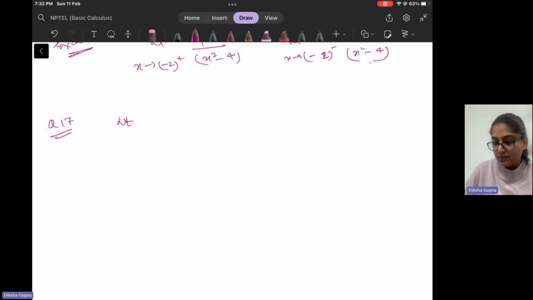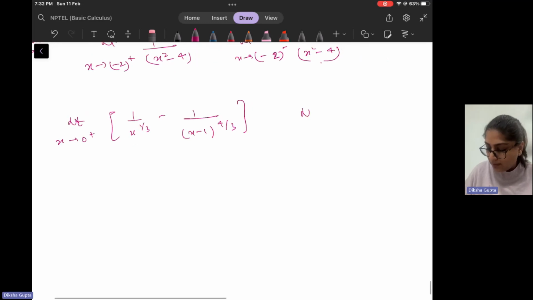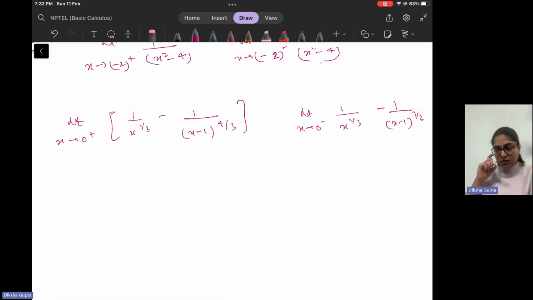So the question is: limit x tending to 0 plus of 1 upon x^(1/3) minus x minus 4/3, and limit x tending to 0 minus of 1 upon x^(1/3) minus x minus 1/3. So now see that there is a problem at 0 and 1, because it is becoming infinity, so again we have to see whether it is minus or plus.